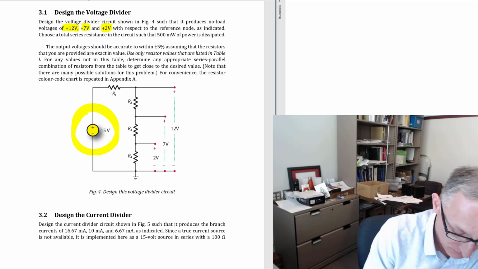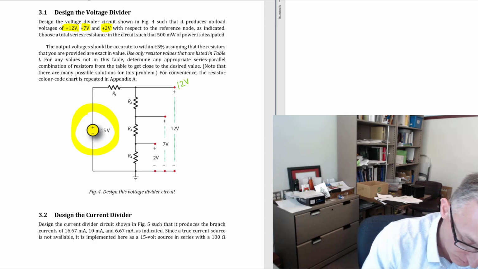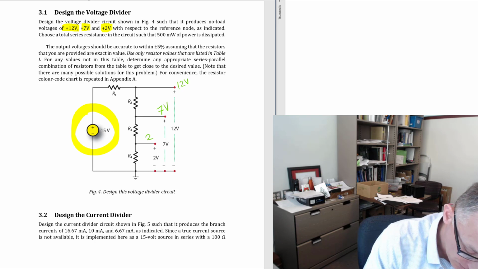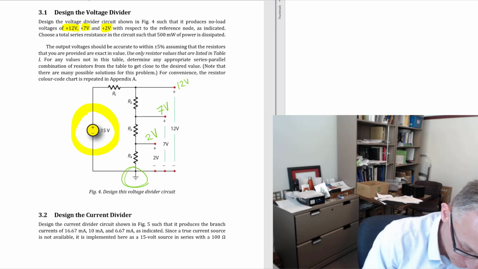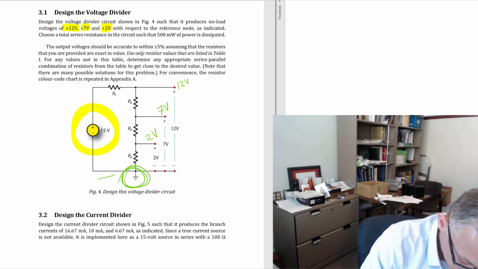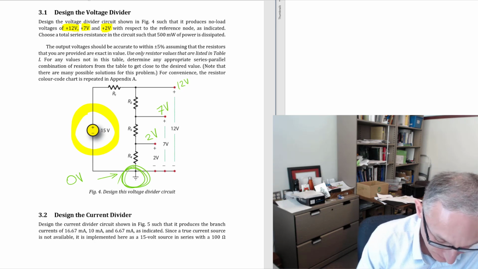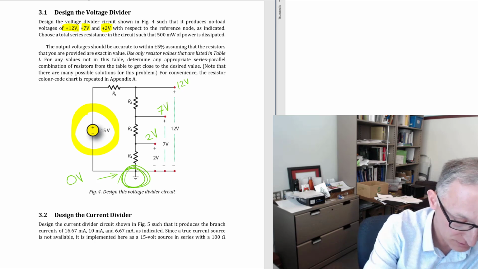So this point here is going to be 12 volts. This point here is going to be 7 volts. And this point here is going to be 2 volts. And that is all with reference to the reference node, which is 0 volts. So now, what else are you required to do?